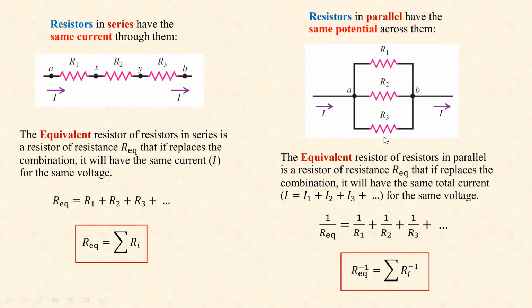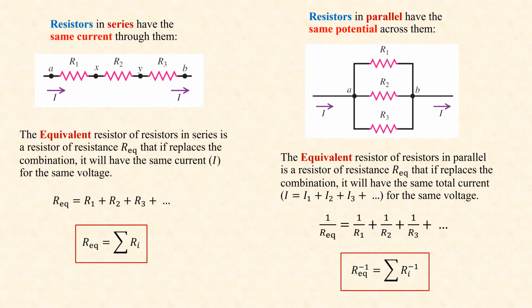If you replace this combination by one resistor that has the same current for the same potential difference, that's called R equivalent, and it comes from this inverse rule, that R equivalent inverse is equal to the sum of the inverses of the resistances. Any questions so far?